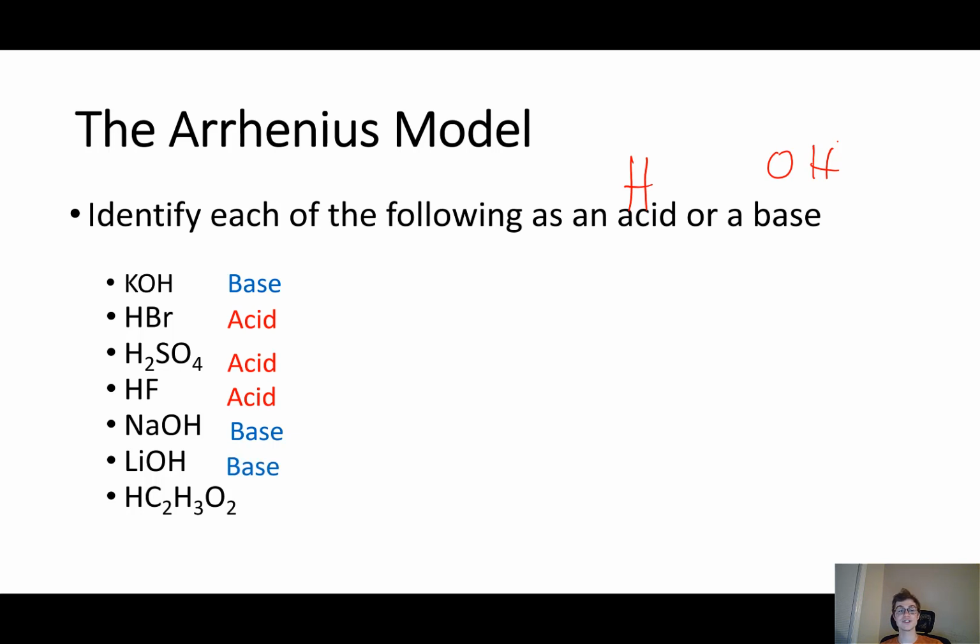Finally, HC2H3O2. This is kind of tricky. It looks really long. And I have an H here, and I have an H here. So what happens? The answer is basically, as long as I have that one H at the beginning, no matter what else follows it, that hydrogen is going to fall off, get stuck to a water, and form the acid chemical hydronium.